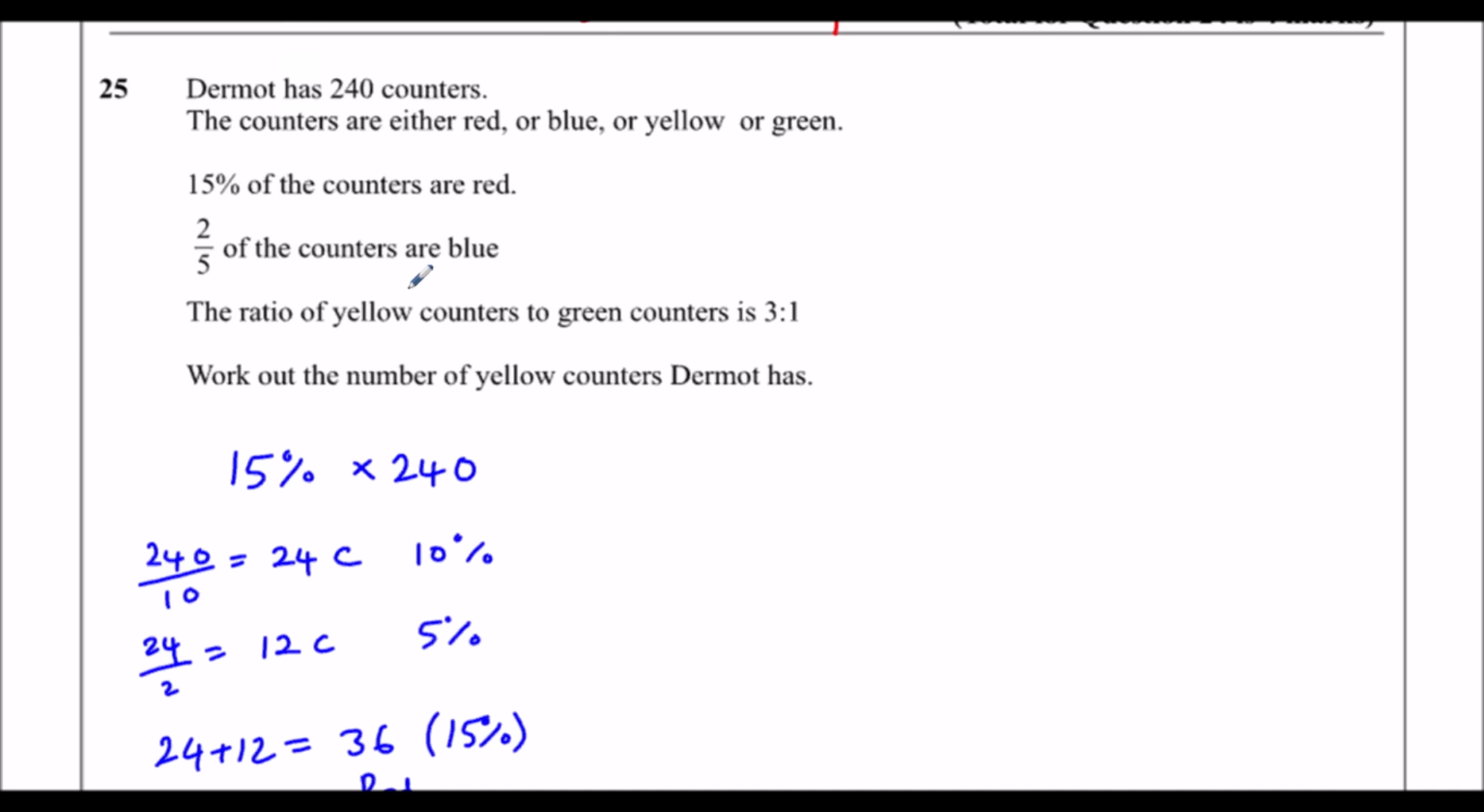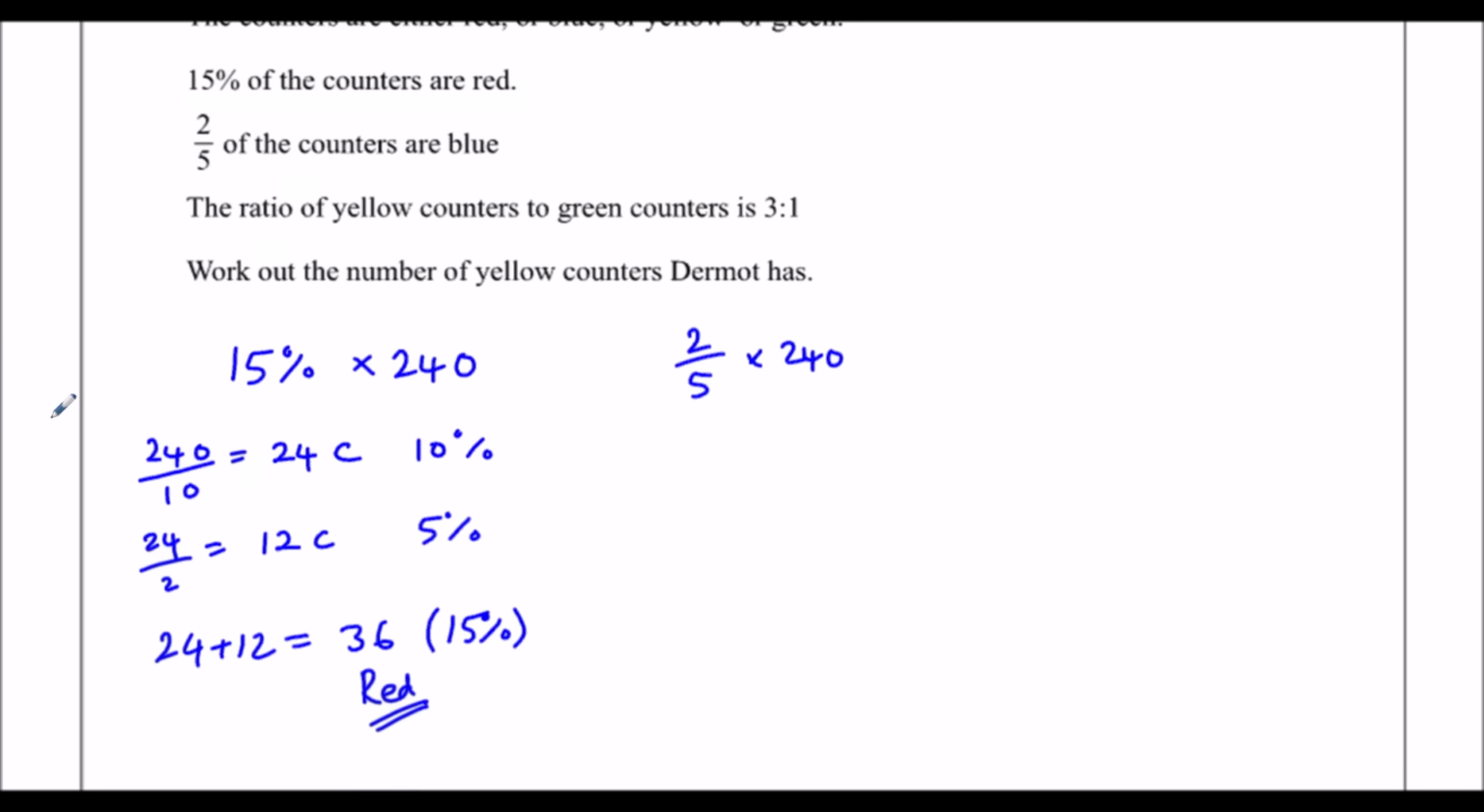2/5 are blue. So 2/5 of 240. To find 1/5, we can divide by 5. So 1/5 of 240 is 240 divided by 5. So how many 5s go into 240? No 5s go into 2. 4 5s go into 24, with 4 left over, and 8 5s go into 40.